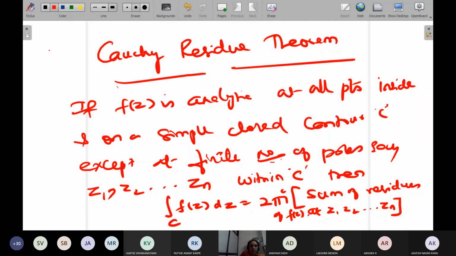The given function f of z is analytic inside and on the simple closed curve C, except at a finite number of points. There are a few points at which the function is not analytic, but those points are finite. In that case, the integral value of that function, integral over C f of z dz, will be equal to 2 pi i into the sum of the residues at its poles. What are z1, z2, z3? z1, z2, and z3 are poles. So sum of the residues at the poles.